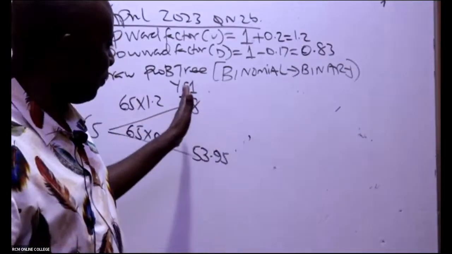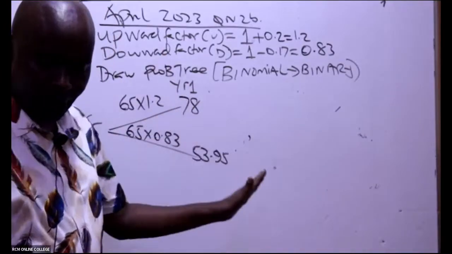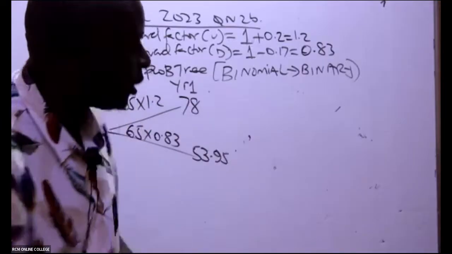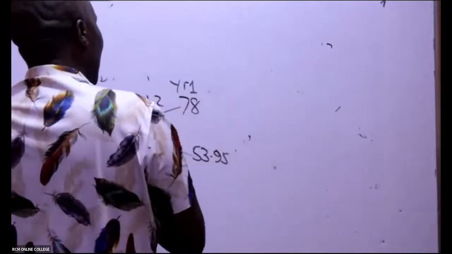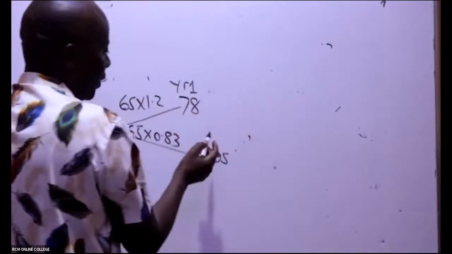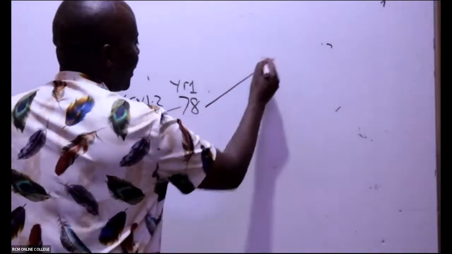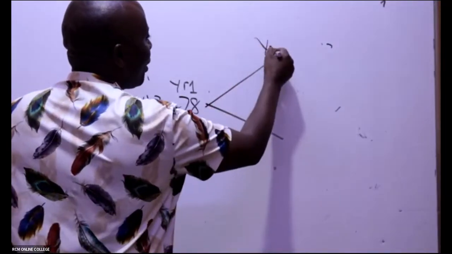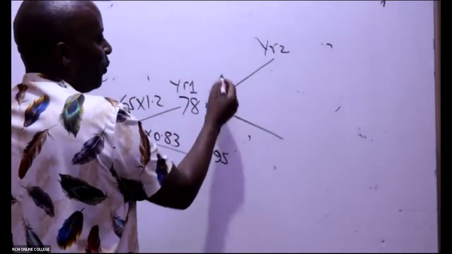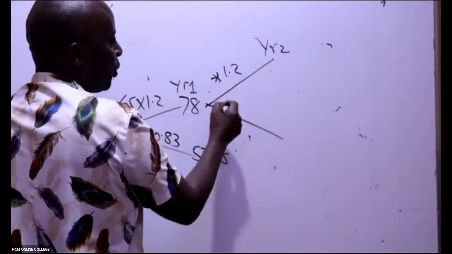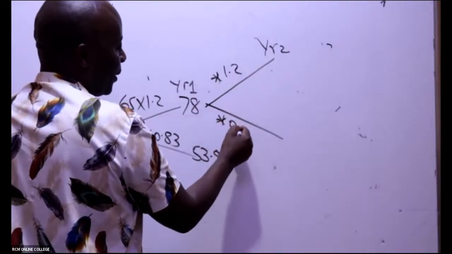So this is period 1. Then now we go to period number 2. So period number 2, how does this behave? There are two possibilities. If the price was 78, when we go to year 2, we could either again have this thing going up or down. So if it goes up, I multiply by 1.2. If it goes down, I multiply this by 0.83.